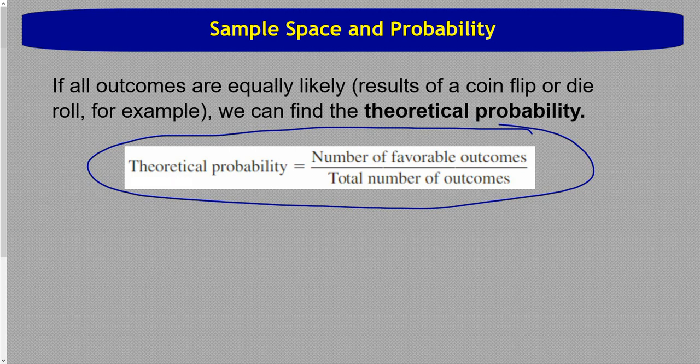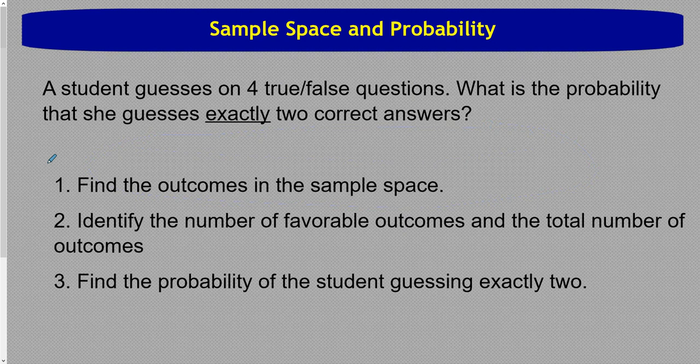Okay, I'm going to keep moving. A student guesses on 4 true and false questions. What is the probability that she guesses exactly 2 correct answers? So first thing we have to assume, she's guessing, right? She doesn't have any educated ideas about these questions. They're strictly guesses. What is the probability that she guesses exactly 2 correct answers? Not 3, not 4, but exactly 2 of them right.